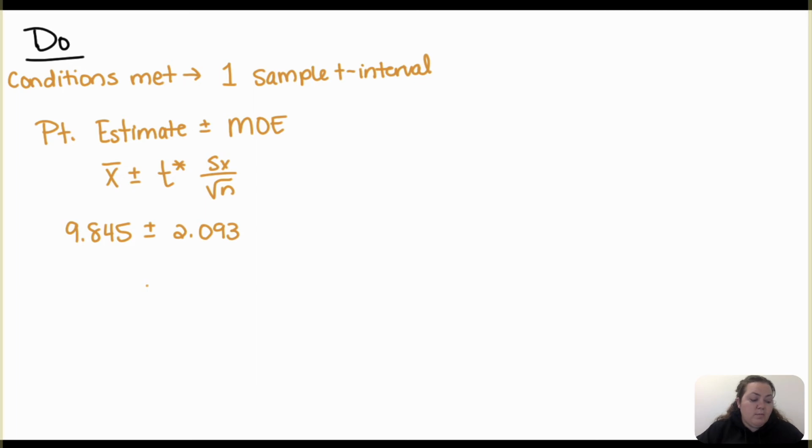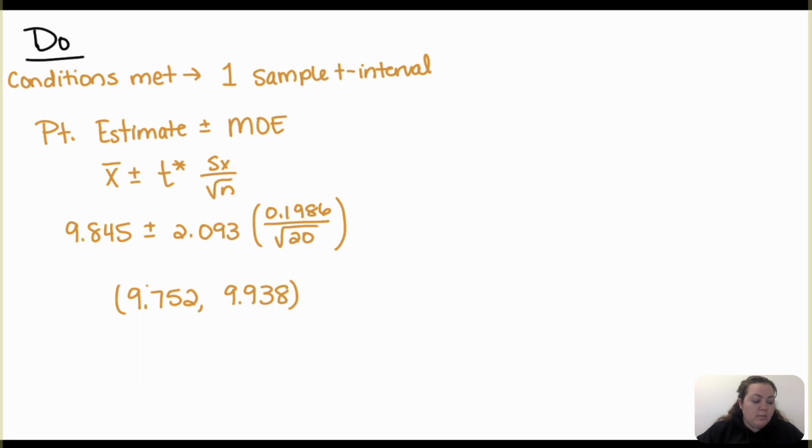We'll go over that quite a bit in class. But you have to put the area in to the left. So if it was 95%, that leaves you with 5%, which leaves you with 2.5% on the left tail. So 0.025 is your area, and then your degrees of freedom, and it'll give you t star. And sx is my sample standard deviation, and the square root of n would be the square root of 20.